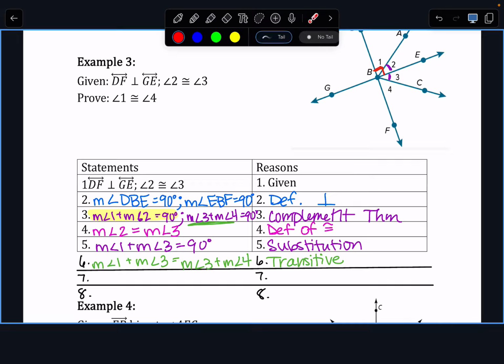Okay. So notice how both sides have a measure of angle 3. So we can subtract it from both sides and get the measure of angle 1 equals the measure of angle 4. Are we done? No. So close. What's our last reason? Definition of congruence.